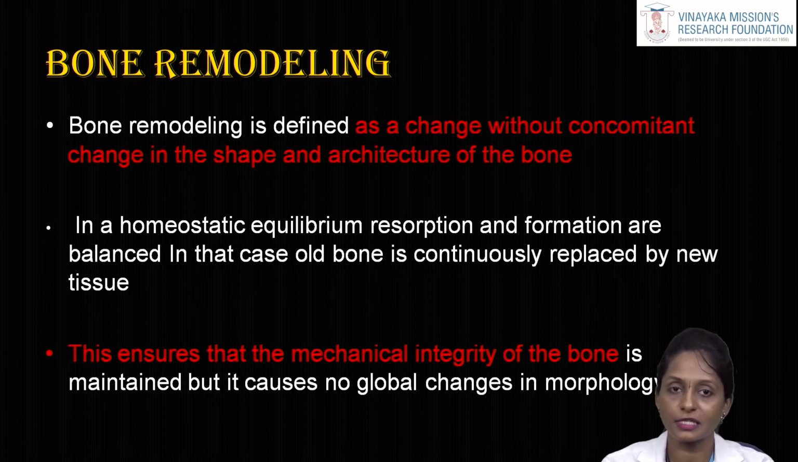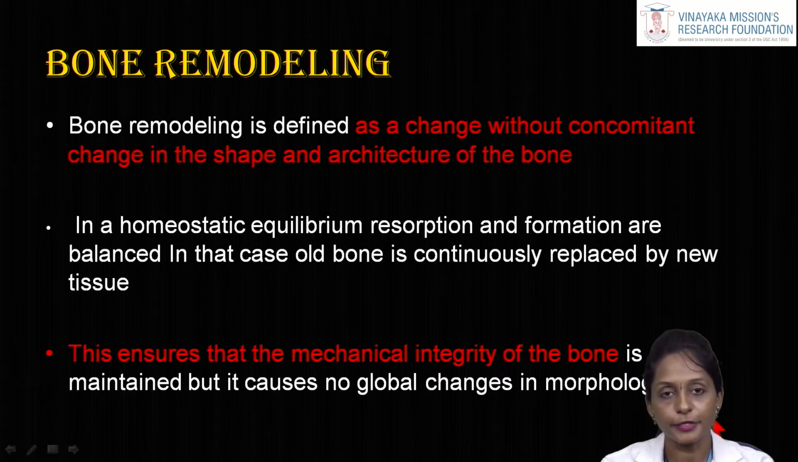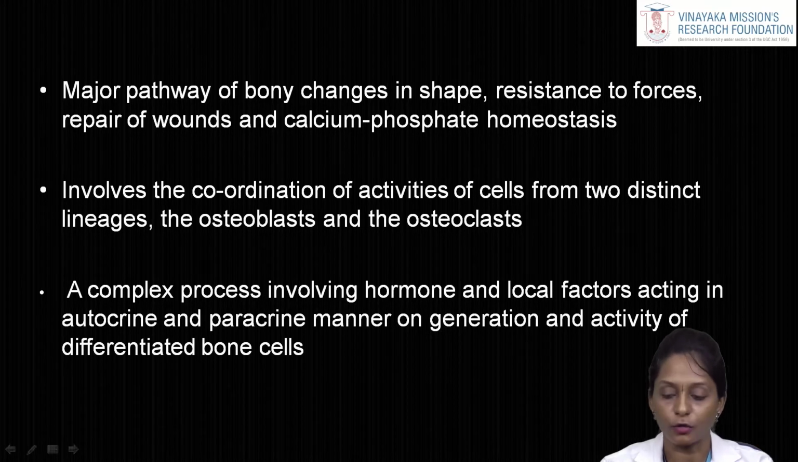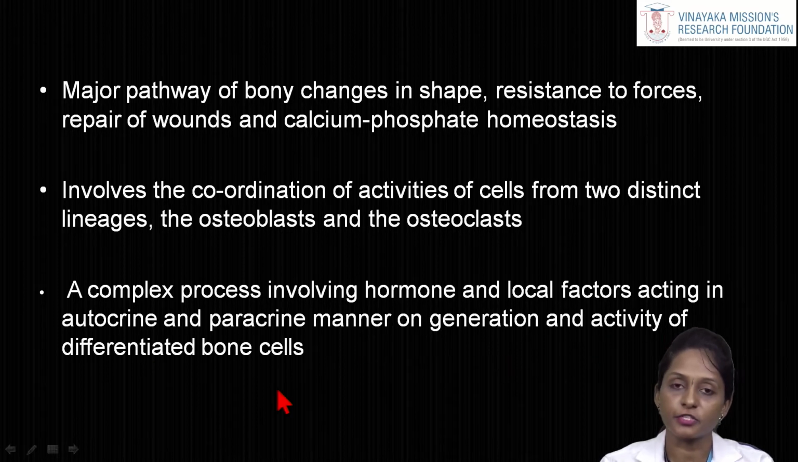There are new bone cells, they help in forming the new bone tissues. So this ensures that the mechanical integrity of the bone is maintained, but it causes no global changes in the morphology of the bone. As I have already said, it is a complex process involving hormones and local factors acting in the autocrine and the paracrine manner on the generation and the activity of differentiated bone cells.